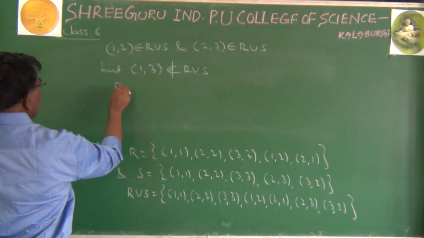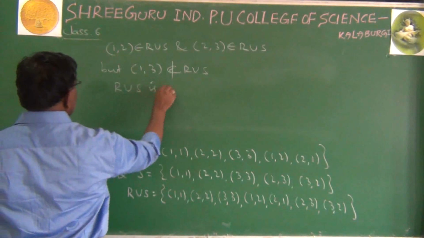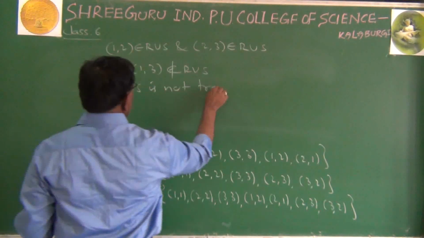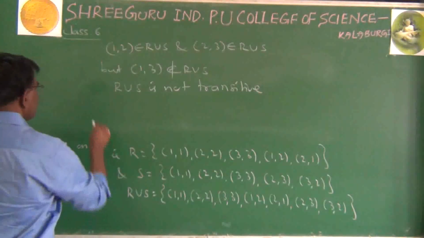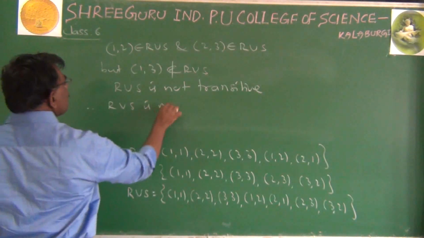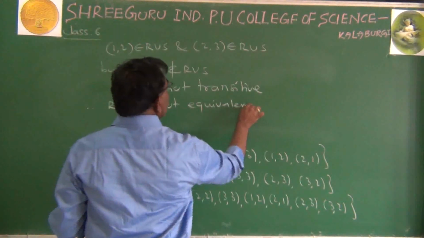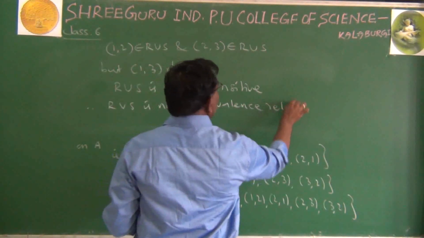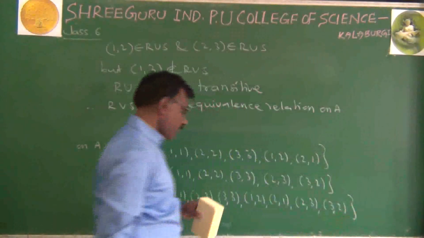Therefore R union S is not transitive. Therefore R union S is not an equivalence relation on A.